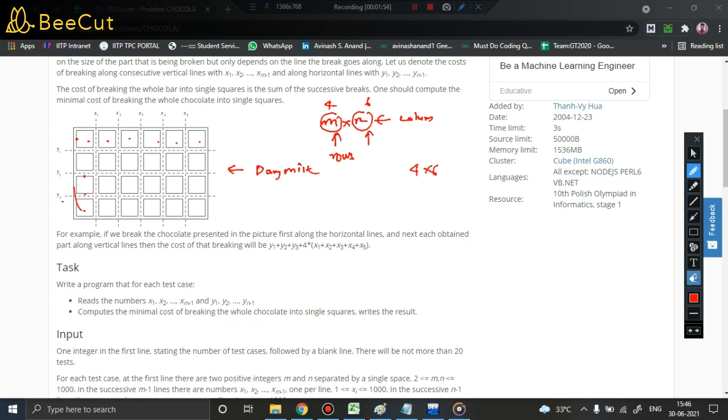Now the objective of this problem is that we have to divide this chocolate into small pieces. What would be the dimension of each small piece? 1 cross 1. I hope you have seen a Dairy Milk: this small square block, this small square block, and so on. Likewise, I want to divide this entire bigger chocolate into smaller square pieces.